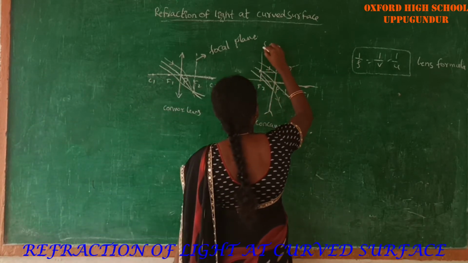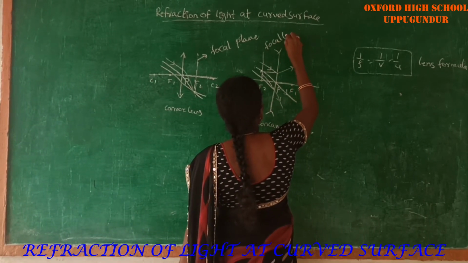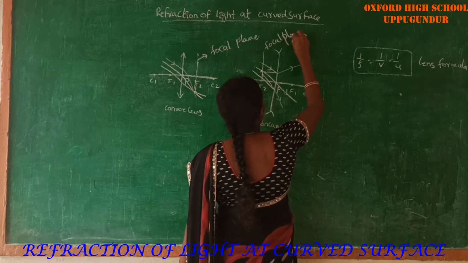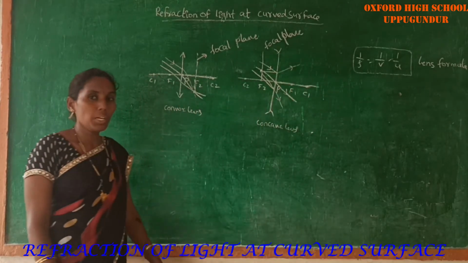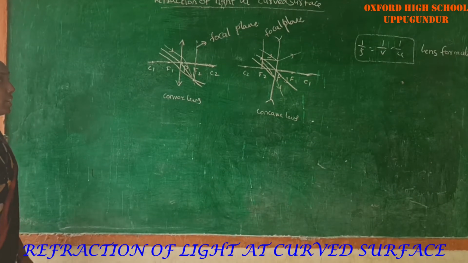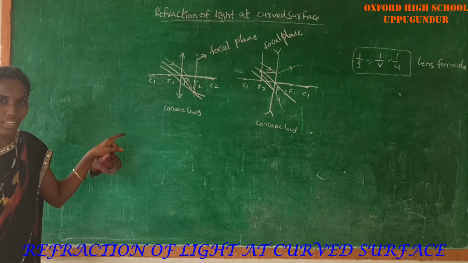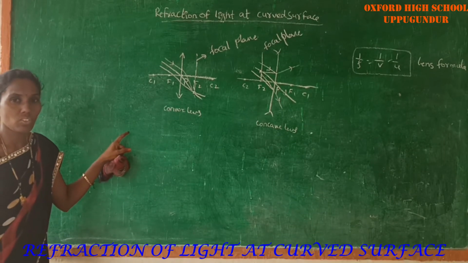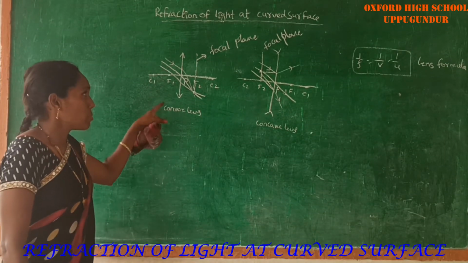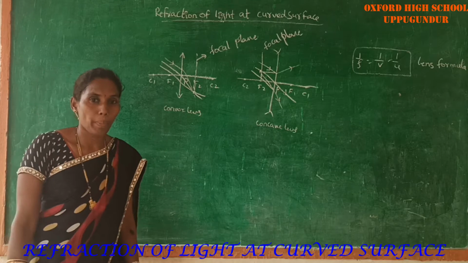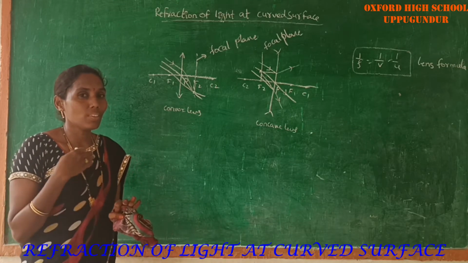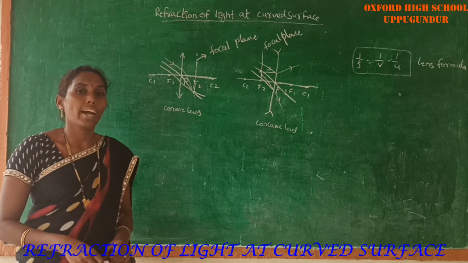The focal plane is always perpendicular to the principal axis. Finally, we conclude that when parallel rays make a certain angle with the principal axis, they form a plane, and that plane is called the focal plane. The focal plane is always perpendicular to the principal axis.